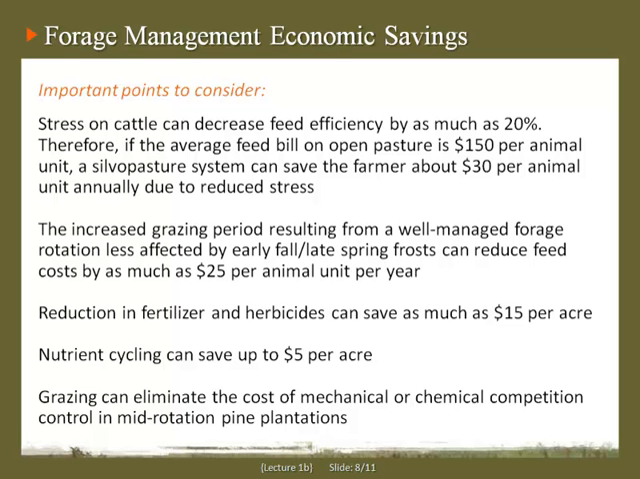There are also savings in fertilizer and herbicide costs and nutrient cycling. Grazing can also eliminate the cost of mechanical or chemical competition control in mid-rotation pine plantations. Trees can also cut the direct cold effect on cattle by 50% or more and reduce wind velocity by as much as 70%. Reducing stress on animals translates into financial gains.